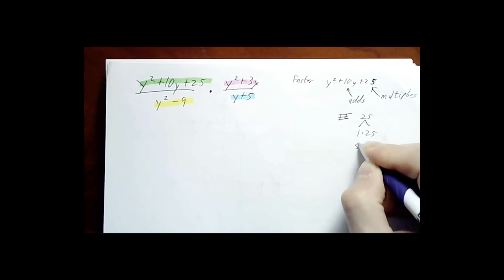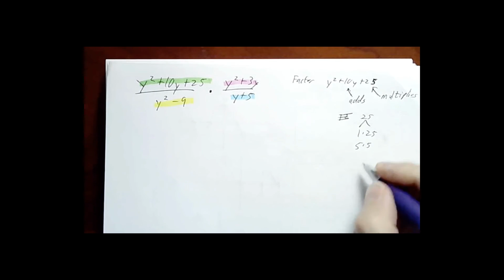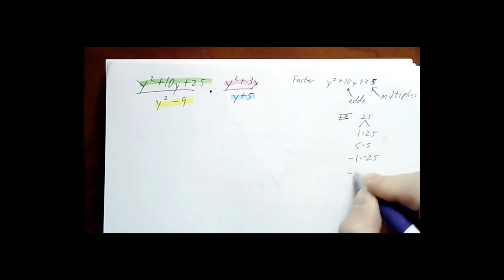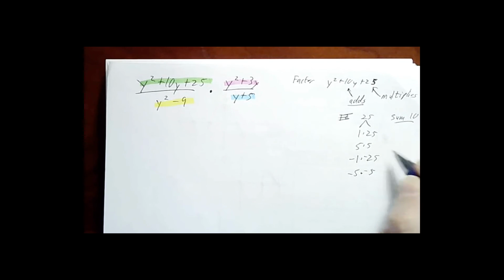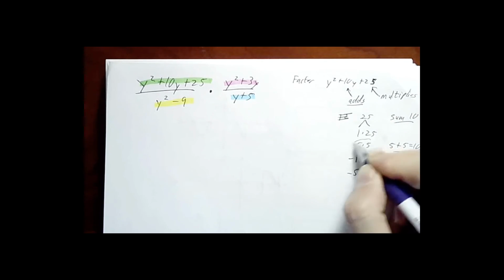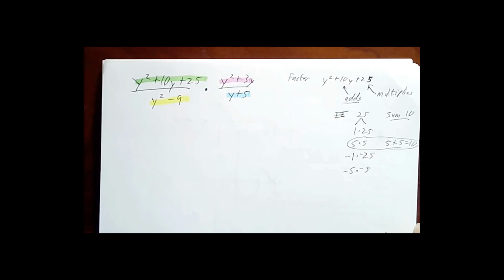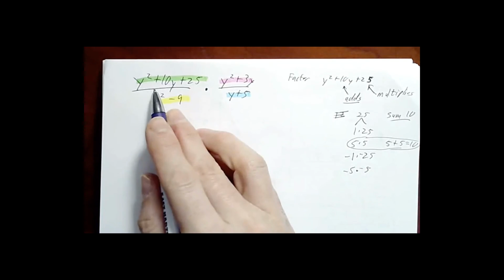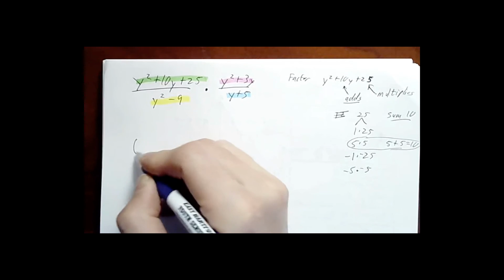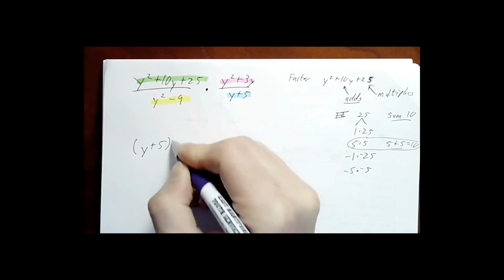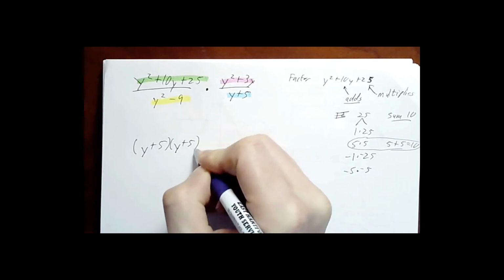Don't forget that you have negatives as well. You can technically do -1 times -25 as well as -5 times -5. But the question is what adds to 10? And that would be 5 plus 5 is equal to 10. So my first one, this green one right here, is going to become y plus 5 times y plus 5. I'm going to list it out like that.